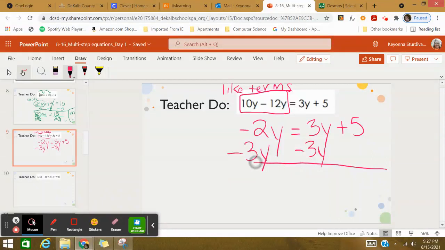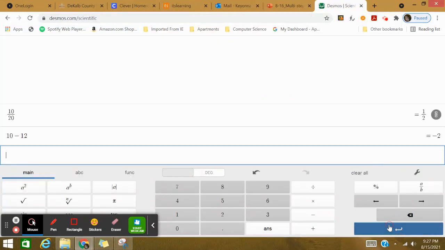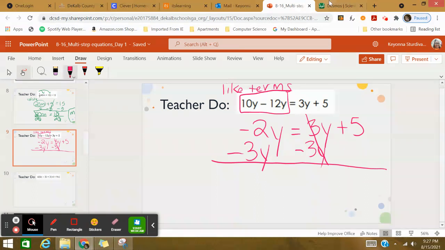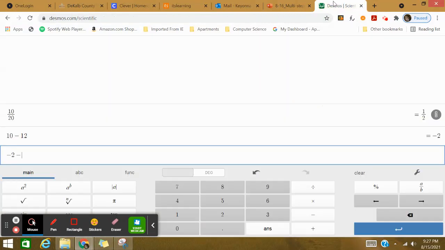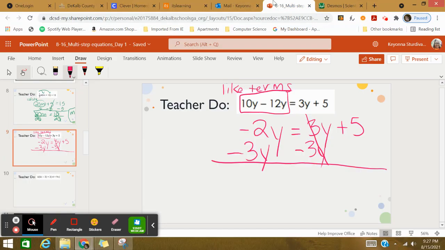Remember, whatever I do to one side of the equation, I have to do to the other. So I'm going to cancel this positive 3y and negative 3y. Here I have negative 2 minus 3. Since a lot of you guys get these two negatives confused, please make sure you double check and type it in the calculator. So I'm going to hit the blue button to get a new line. And in my calculator, I'm going to do negative 2 minus 3. And it's going to give me a negative 5.